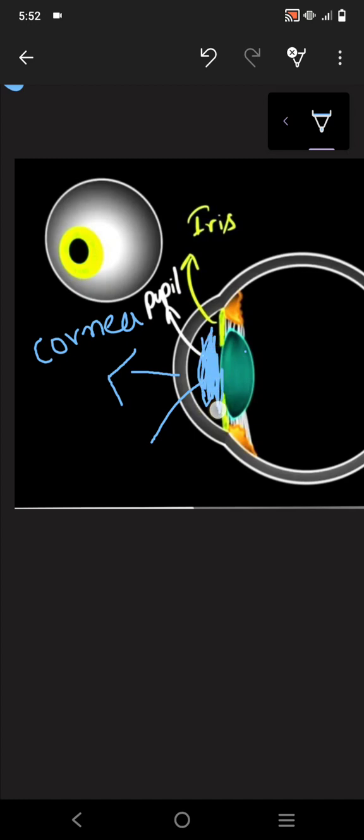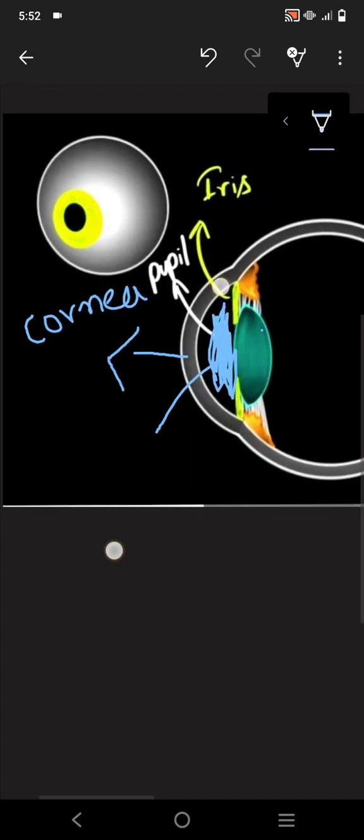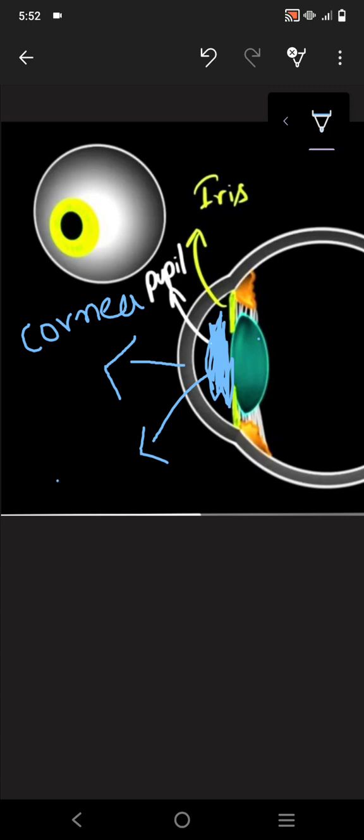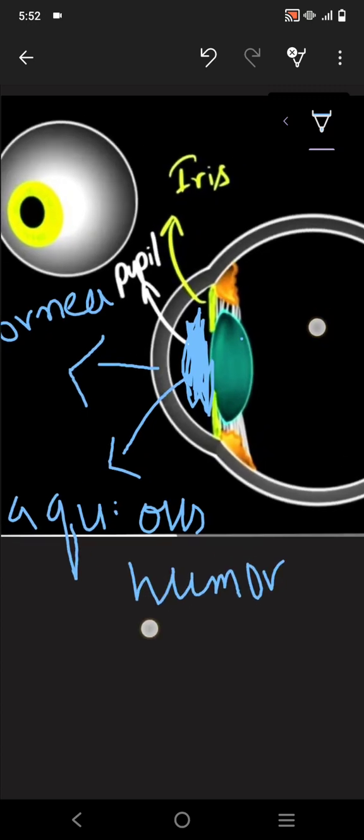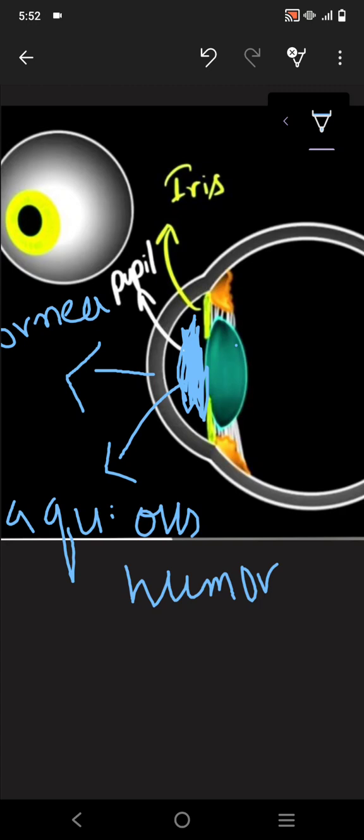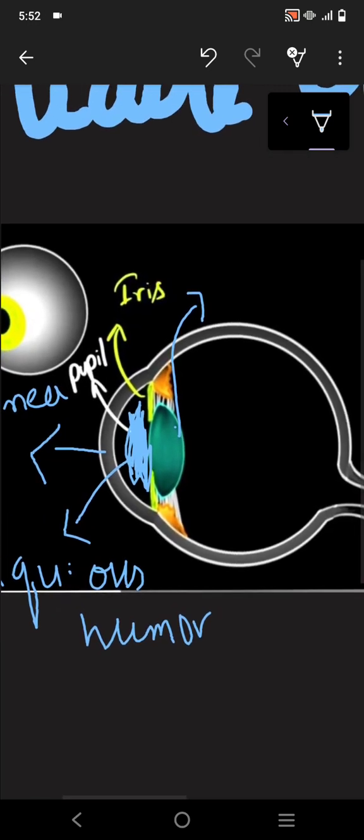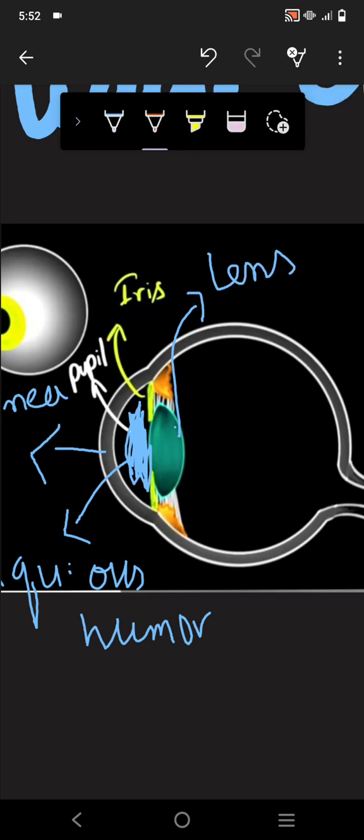Here the watery substance is present, and that is known as aqueous humor. What's the function of aqueous humor? We'll discuss that as well. This convex part is known as the lens.